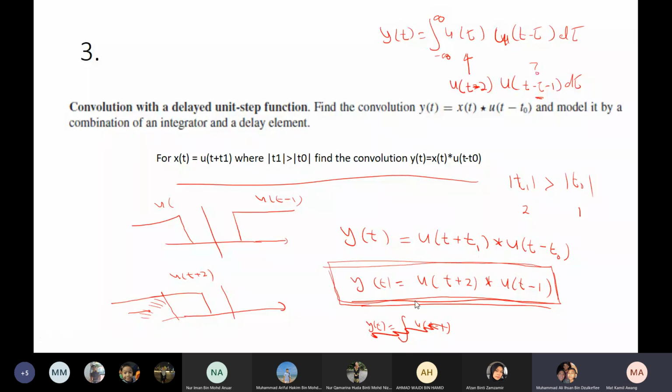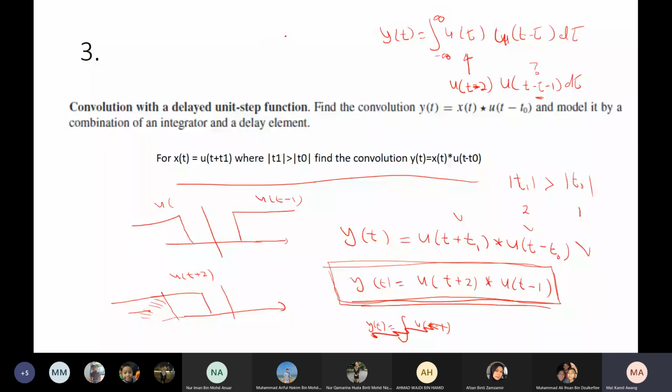Convolution basically, you need to be able to show it graphically and also mathematically. Maybe you need to study the convolution of two unit step functions, delayed. Basically you have two delayed unit step functions to convolve.